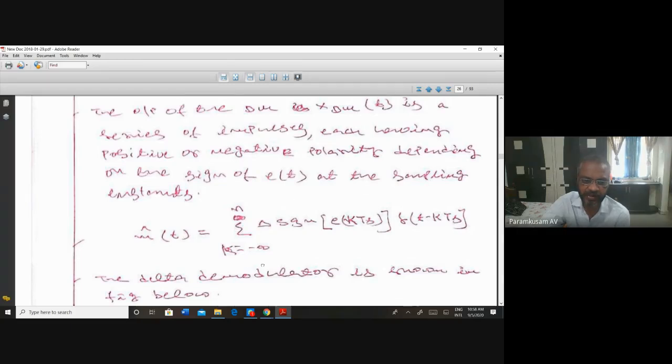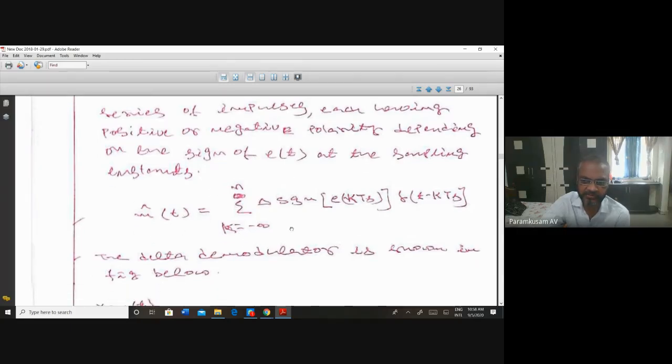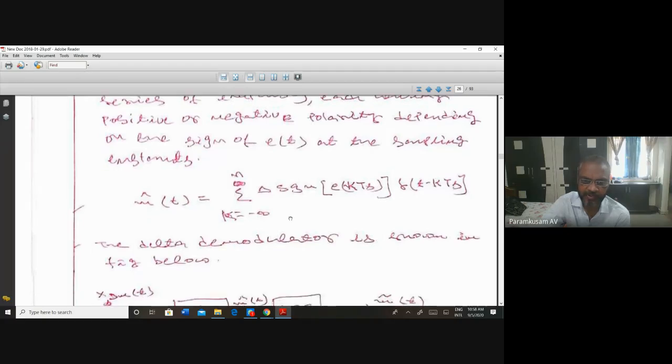Each having positive or negative polarity depending on the sign of E of t at this sampling instance. Finally, m cap of t is equal to sigma k is equal to minus infinity to n del sgn of e kts del of t minus kts.